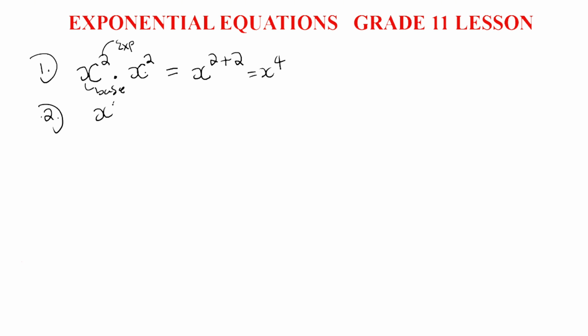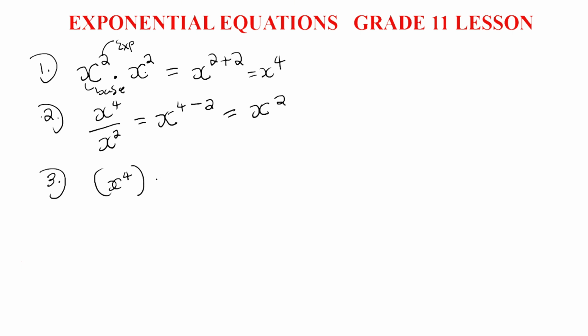Rule number 2, if the bases are the same and you are dividing, you minus the exponents. So in this case x is our base, x to the power of 4, therefore you must minus the exponent. What is the exponent there? It's minus 2. Therefore our answer would be x to the power of 2.